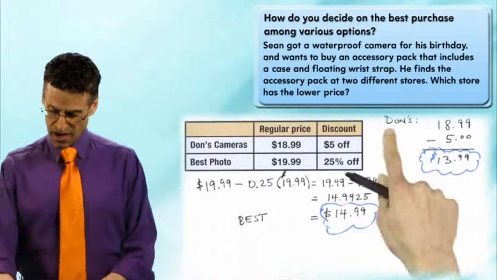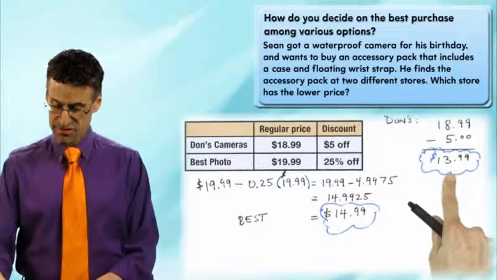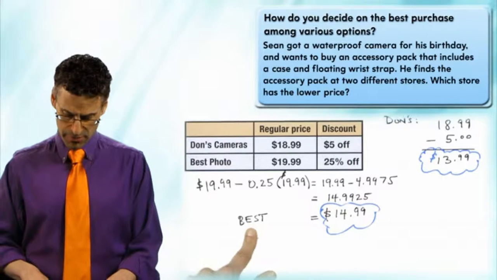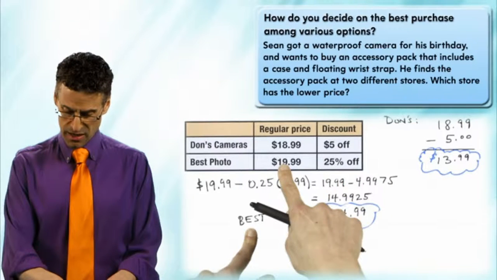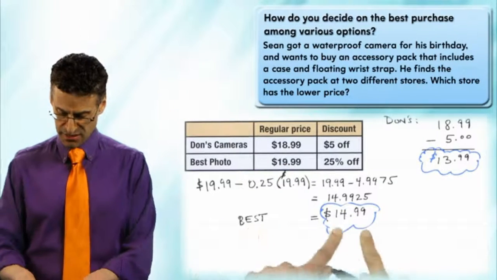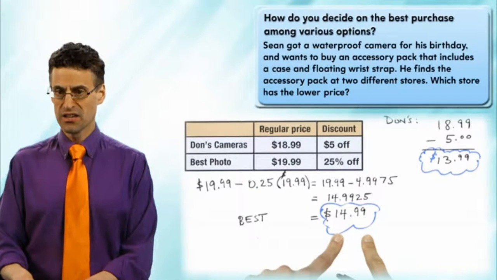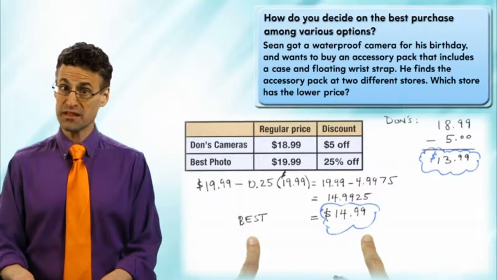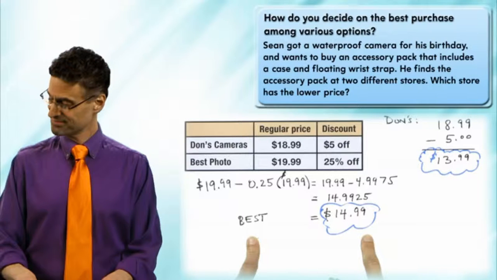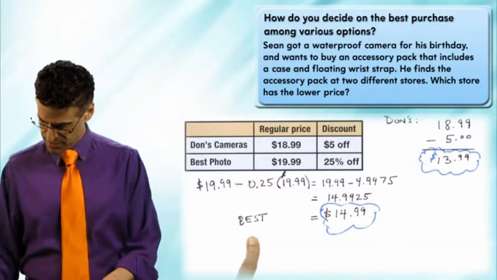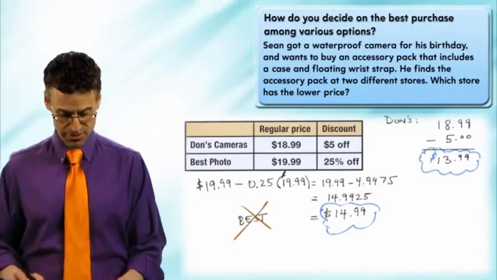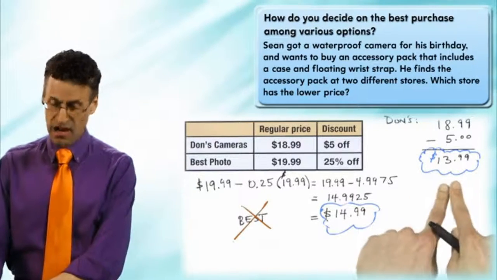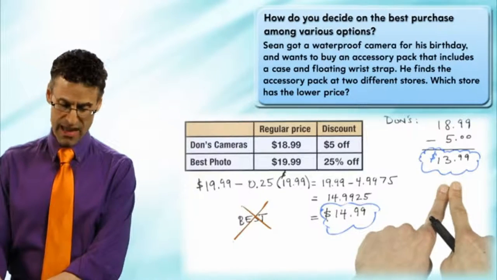So Don's, with the $5 off discount, is $13.99. Best Photo, with the 25% off on $19.99, turns out to be $14.99. So is Best the best price? I don't think so. This is much better. So in fact, Best is not best. In fact, Best is worse. So we should call this Worst Photo maybe, because in fact it's $1 less expensive here at Don's Camera.